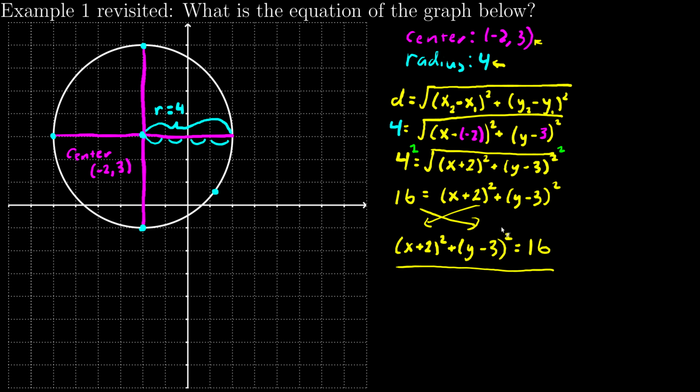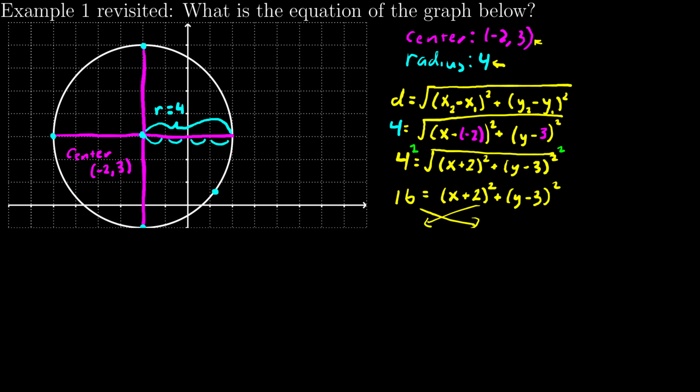So this right here is the equation of my circle. Notice I had the center -2, +3. I have in my equation a +2 and a -3. I had the radius of 4, and I have in my equation 4 squared, which is 16. So that leads me to the general form, or sorry, standard form.